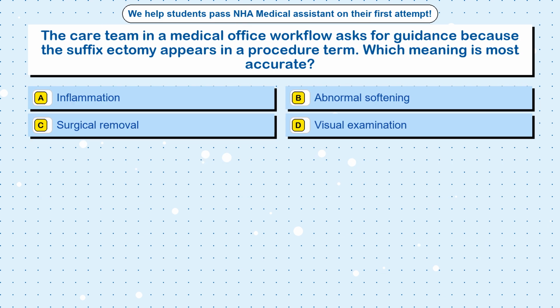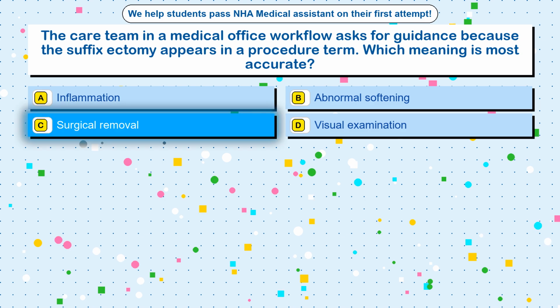Question 84. The care team in a medical office workflow asks for guidance because the suffix ectomy appears in a procedure term. Which meaning is most accurate? Option A. Inflammation. Option B. Abnormal softening. Option C. Surgical removal. Option D. Visual examination. The correct answer is option C.